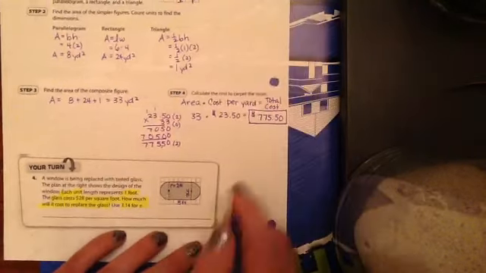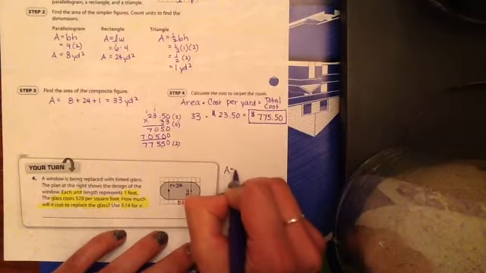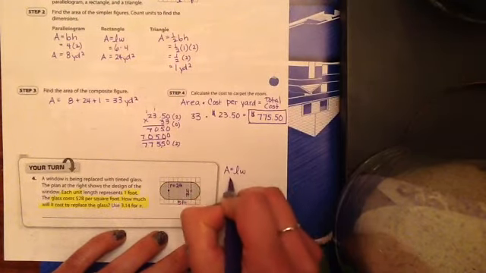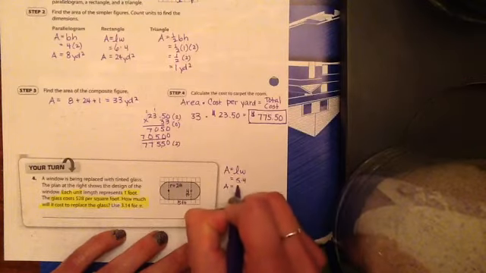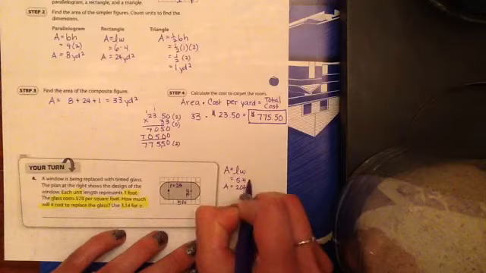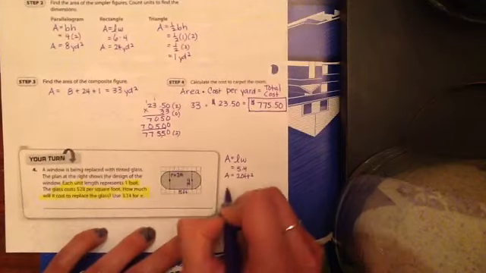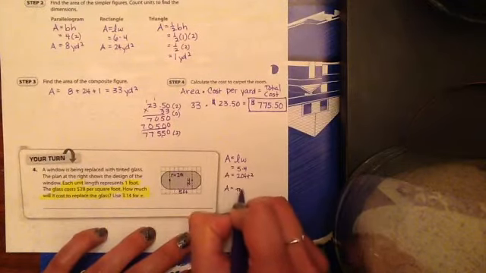Showing my work, I'm going to start with my area formula for a rectangle, which is length times width. That's going to be 5 times 4. So the area of my rectangle is 20 feet squared. That's one measurement. Now I need the area of my circle, again pi r squared.